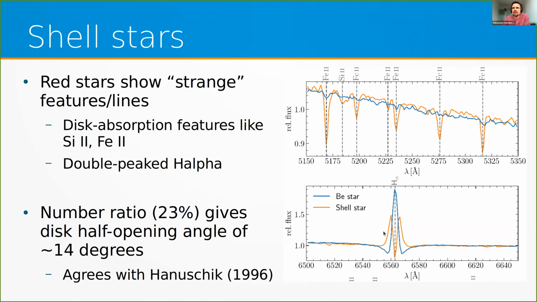The nice thing is, since the sample is relatively large, so we have of the order of 220 spectroscopically confirmed BE stars, we can use the number ratio of shell to BE stars to estimate the disk half opening angle of the decretion disks. And the value we get of 14 degrees is in nice agreement with an early study by Hanuschik in 1996. So we can also learn with the MUSE data something about the disks surrounding these stars.